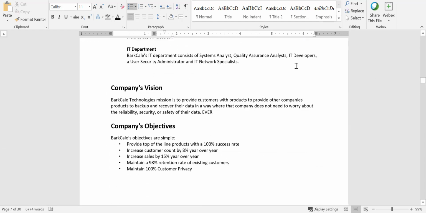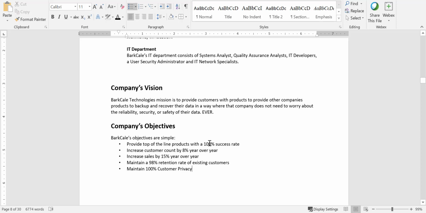You should also understand the company's vision. You know, what is their mission? What is their vision for their company? And also some measurable company objectives. So like in this case, Barclays' objectives are pretty simple. Provide top of the line products with 100% success rate. Increase customer count by 8% year over year. Increase their sales by 15% year over year. Maintain a 98% retention rate of existing customers, and maintain 100% customer privacy.